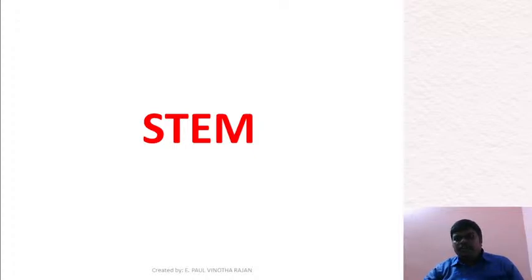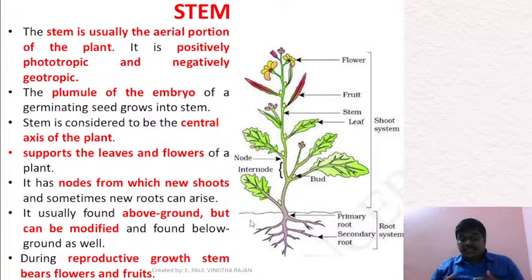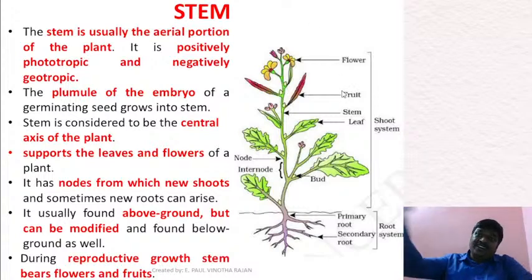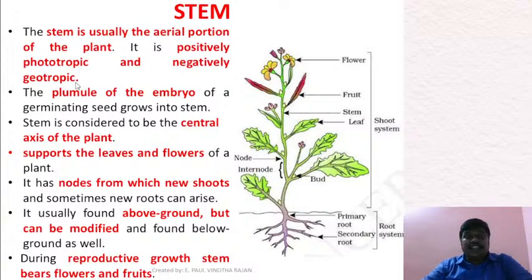The topic stem we're going to start today. First, let me tell you what the stem is. The stem is the ascending portion of the plant. It grows towards the light, so it is called positively phototropic. And it grows against gravity, so it is called negatively geotropic.